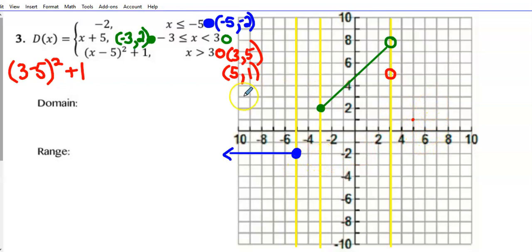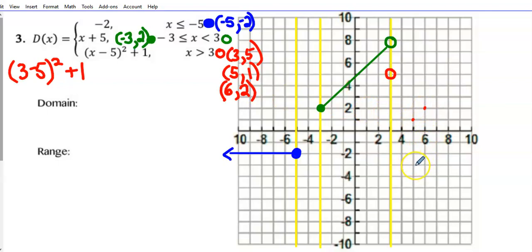Let's do 6 and see what we get for that. We just need to do a few ordered pairs so that we know what this parabola is doing. I think this is where it turns, but let's make sure. 6. Okay, 6 minus 5 is 1. 1 squared is 1. 1 plus 1 is 2. So my ordered pair is 6, 2. So it looks like it starts coming back up right there.